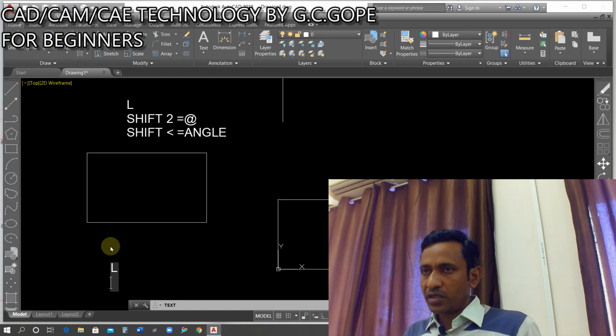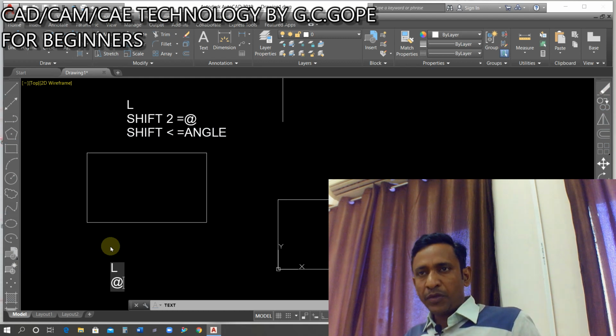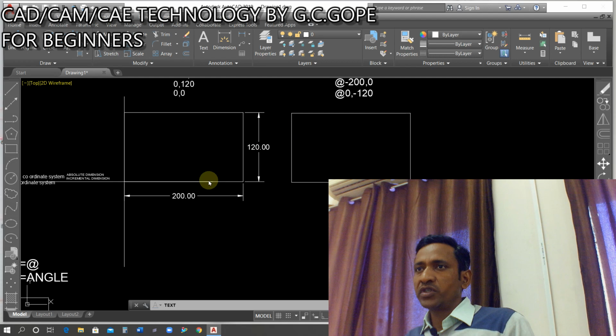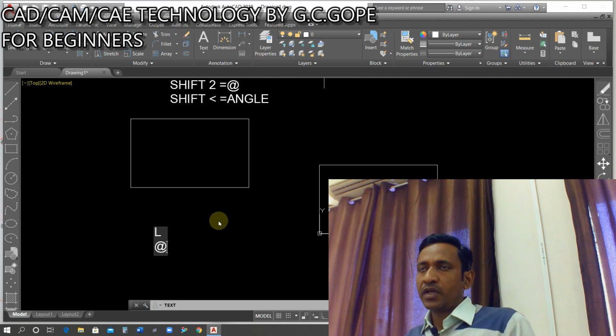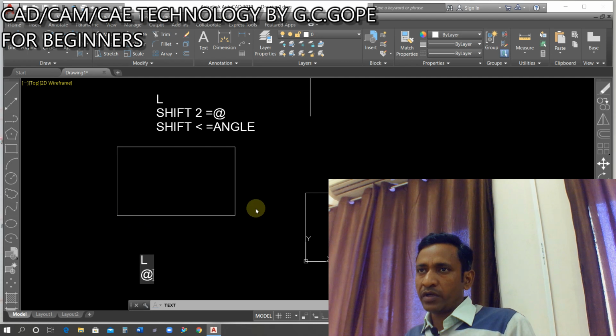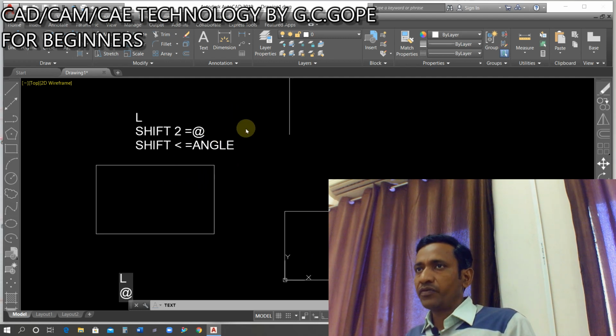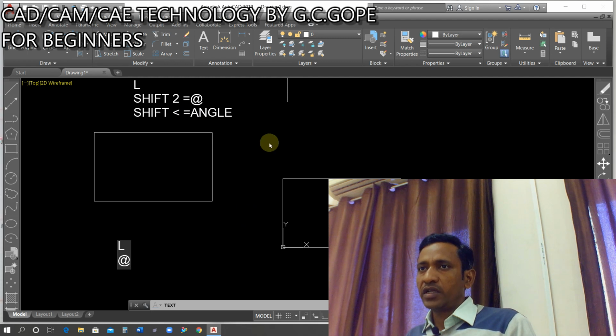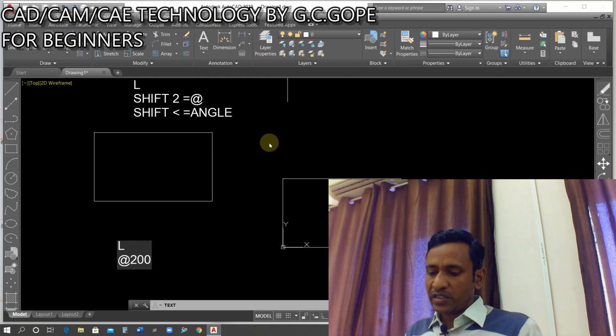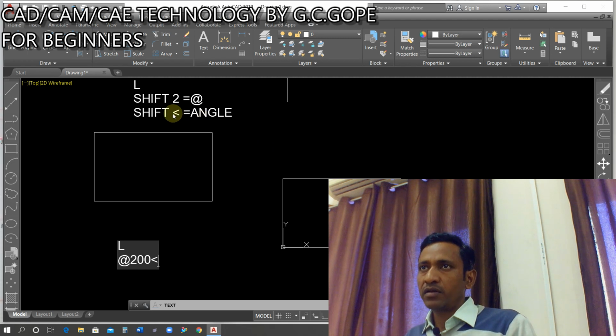First I'll enter, and then Shift plus 2 to get the at-the-rate sign on the screen. In the x direction, as I told you, this one is 200 and this one is 120. If you have doubt, you can see the dimension from here. I am going to start from the same point. The dimension is the radius, or we can say length, so it is 200, less than, angle how much? 0 degree.